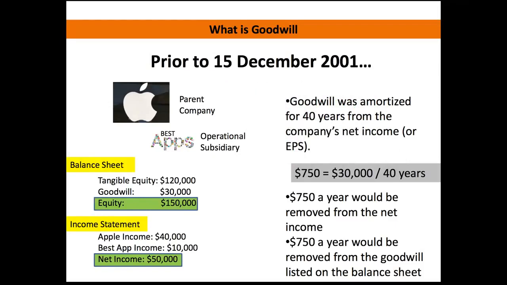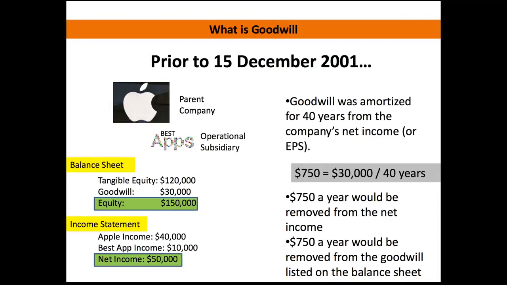Okay? So what Apple would have to do in this generic situation is they'd have to pay $750 out of their income and then decrease their goodwill by that amount. So what it would look like after the first year is that instead of the net income being reported as $50,000, it'd be reported as $49,250. So their income is lower.